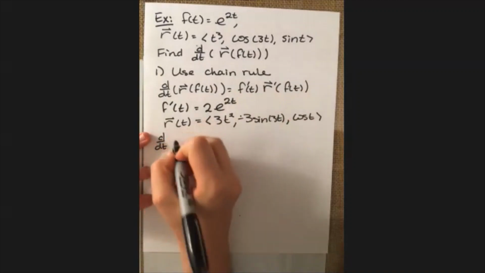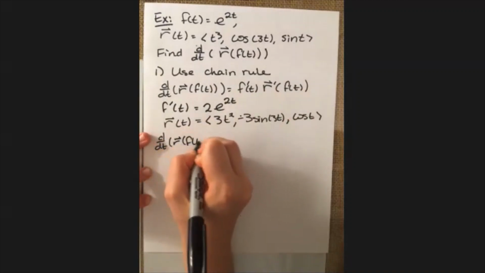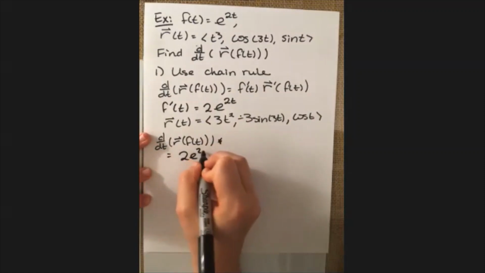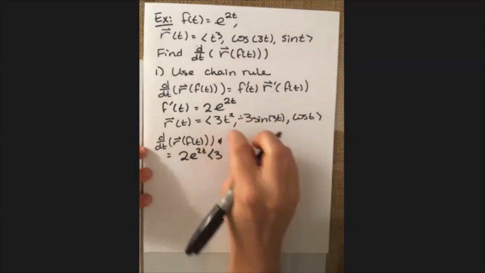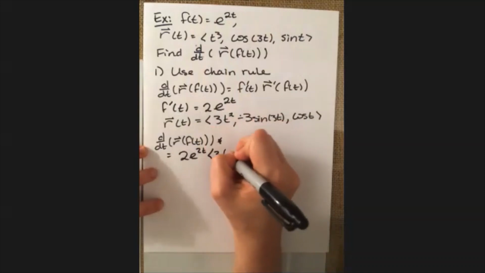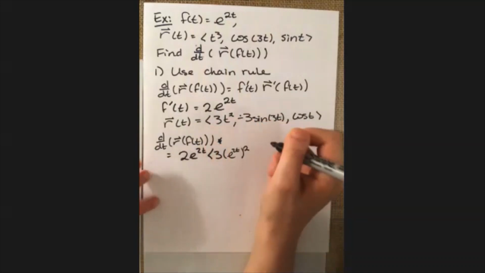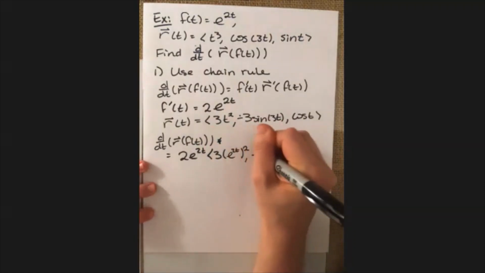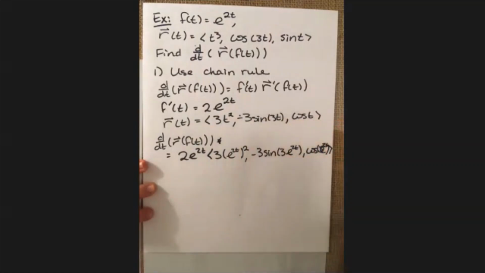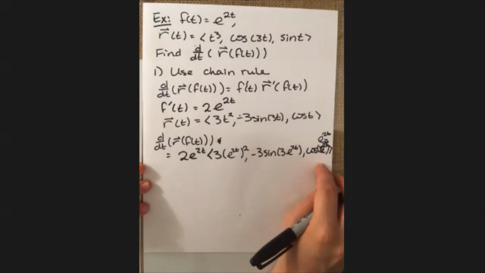So all we got to do is fill in the pieces for this formula right here. So d dt of r of f of t is equal to 2e to the 2t multiplied on the outside by 3, and then this f of t here is going to go in for t. So we're going to get e to the 2t squared, and then minus 3 sine of 3 times e to the 2t, and then cosine of 3e to the 2t. So that's pretty much all there is to do with that one right there.